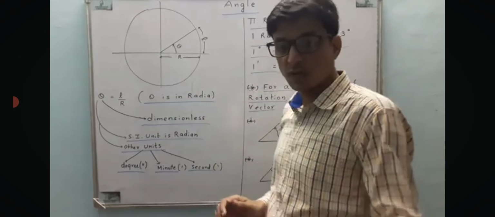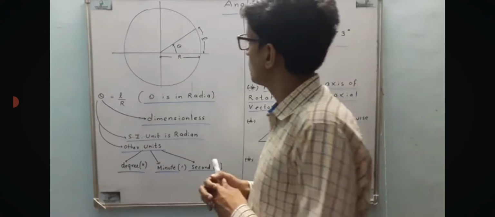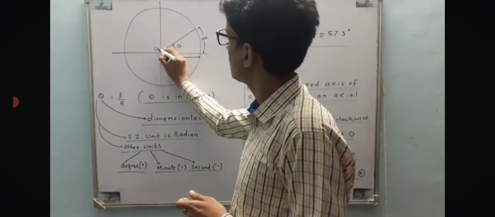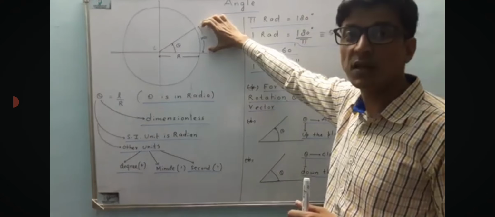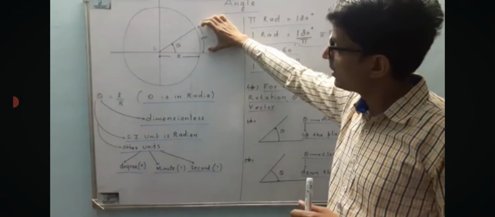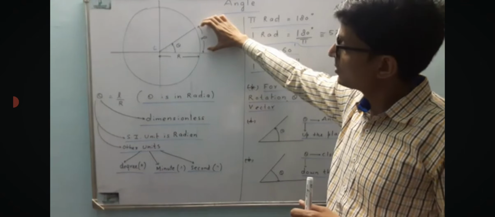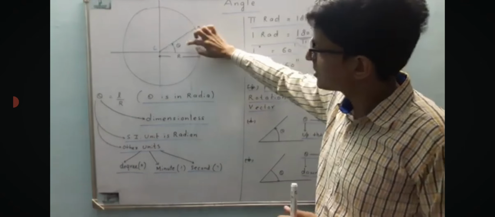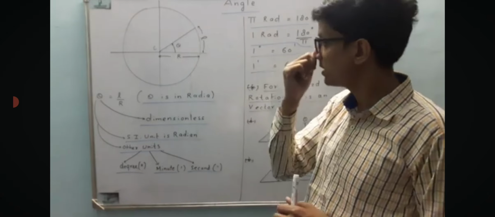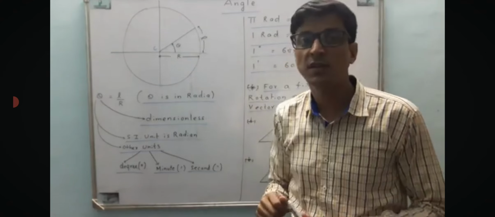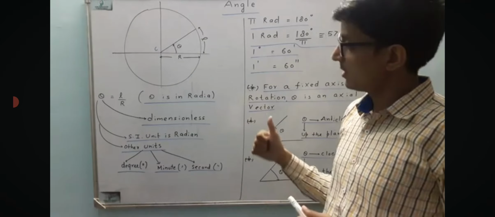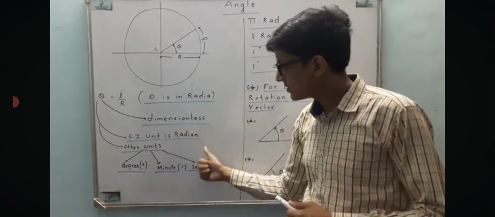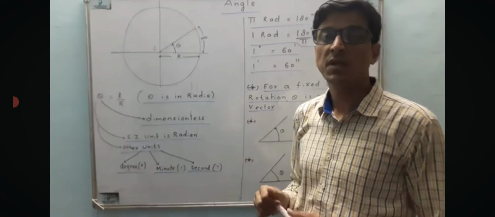Suppose there is a circle whose center is at C and there is an arc of the circle having a length L. Radius of the circle is R. Let this angle be theta. Then theta is defined as the ratio of length and the radius. So theta here is in radian. Theta is dimensionless, SI unit is radian, other units are degree, minute and seconds.